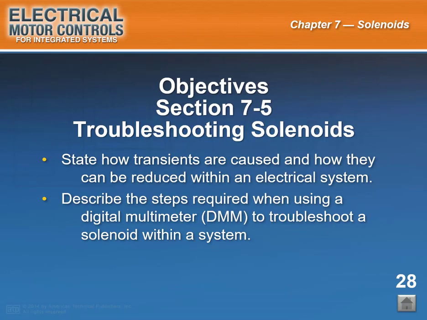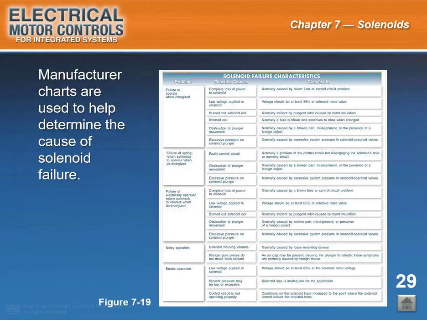Slide caption, Objectives. Section 7-5. Troubleshooting solenoids. By the end of this PowerPoint, you should be able to state how transients are caused and how they can be reduced within an electrical system. Describe the steps required when using a digital multimeter, DMM, to troubleshoot a solenoid within a system. End of slide 28. Start of slide 29.